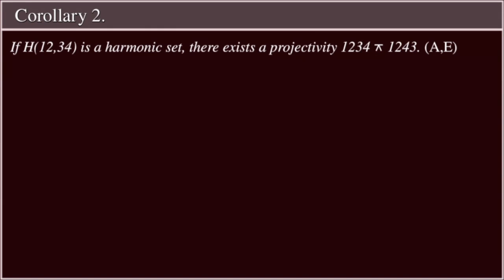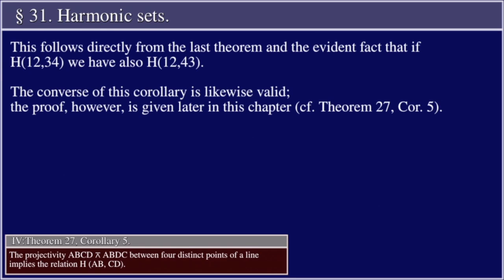Corollary 2. If H(1,2,3,4) is a harmonic set, there exists a projectivity (1,2,3,4) projective with (1,2,4,3). Assumptions A and E. This follows directly from the last theorem and the evident fact that if H(1,2,3,4), we have also H(1,2,4,3). The converse of this corollary is likewise valid. The proof, however, is given later in this chapter, namely Theorem 27, Corollary 5.